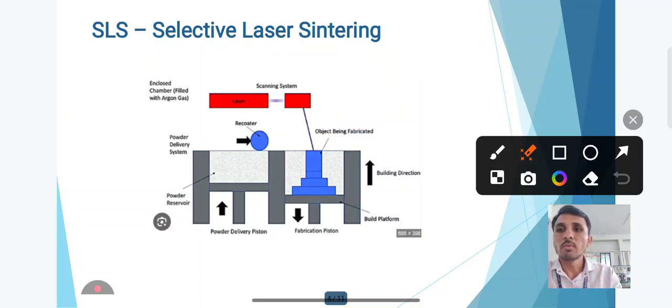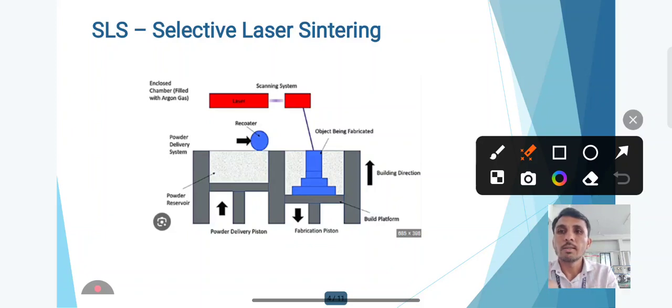Now we see the working of SLS. In working of SLS, in first chamber, piston moves upward, due to which the powder in the reservoir lifts up. Then roller moves from left to right, due to which the powder moves from first chamber to second chamber, and the powder gets deposited in the second chamber.